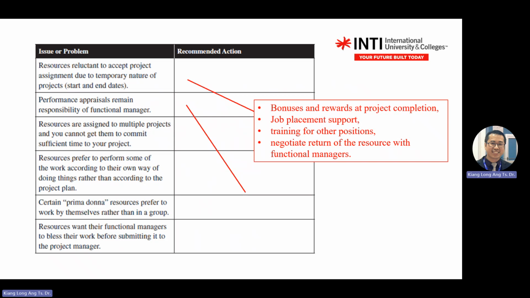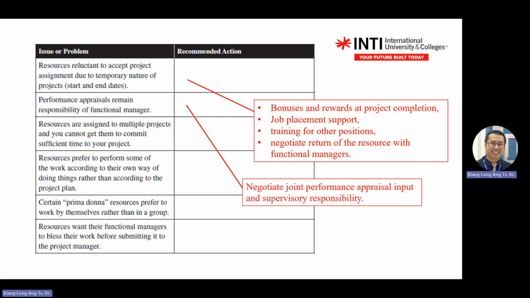But what if the organization chart is project-based? So you need to negotiate with the functional managers on the appraisal things. Okay, so you solve the conflict by negotiating. You see the words we keep repeating: negotiate, negotiate, discuss, explain, all these things. You use all these words.